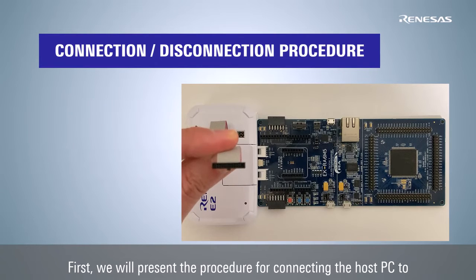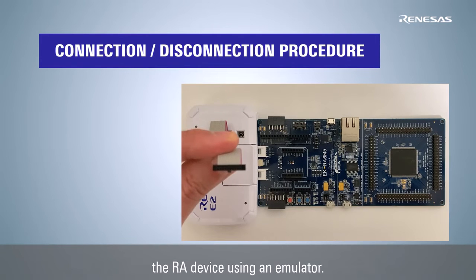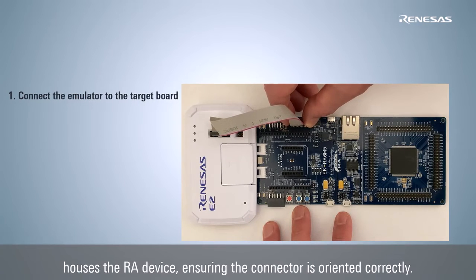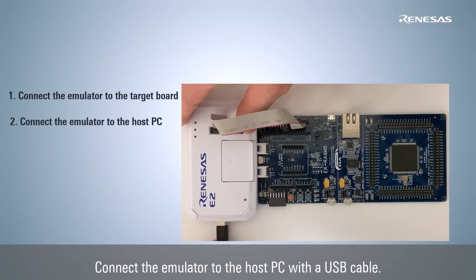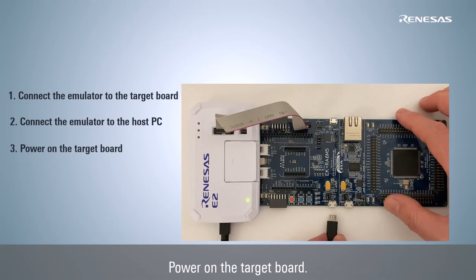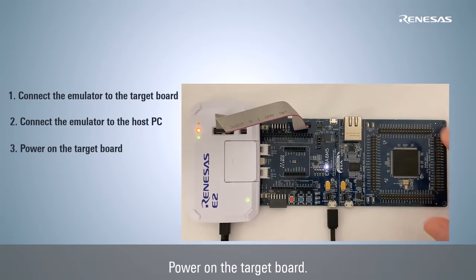First, we will present the procedure for connecting the host PC to the RA device using an emulator. Connect the emulator's user interface cable to the target board that houses the RA device, ensuring the connector is oriented correctly. Connect the emulator to the host PC with a USB cable. Power on the target board.